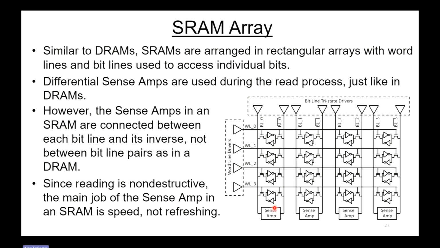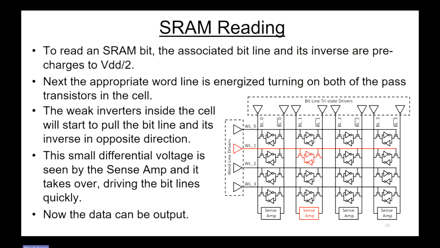Since reading is non-destructive in an SRAM, the main job of a sense amp is not to do any refreshing, it's there to enhance the speed of the SRAM and make it faster. So to read an SRAM bit, the associated bit line and its inverse are pre-charged to VDD/2.